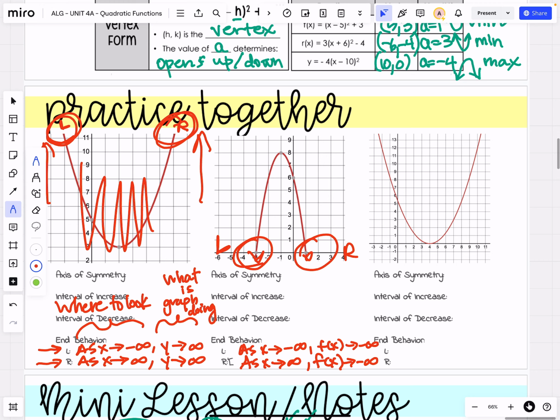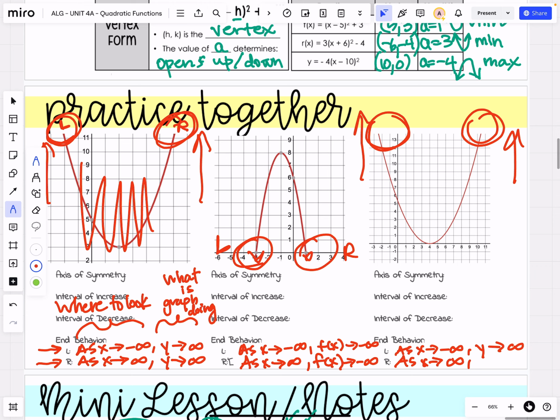Okay, hopefully you gave the end behavior on the left-hand side as x approaches negative infinity, and the right is as x approaches positive infinity. And then what is it doing on the left? Well, we're going up, and on the right, we're going up. So your y value is approaching positive infinity on both of those.